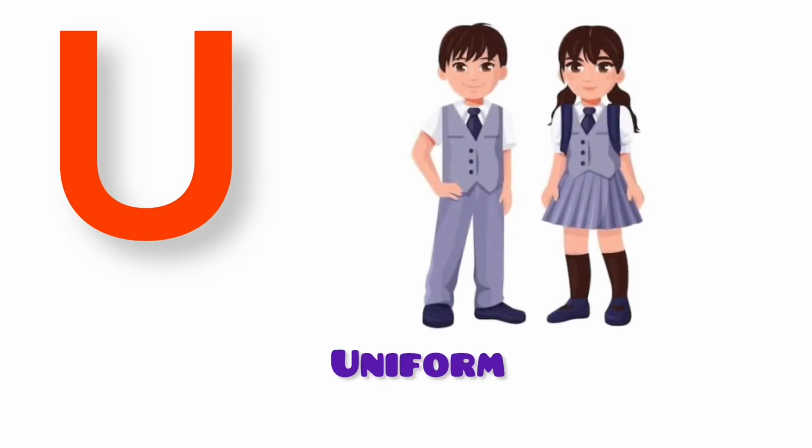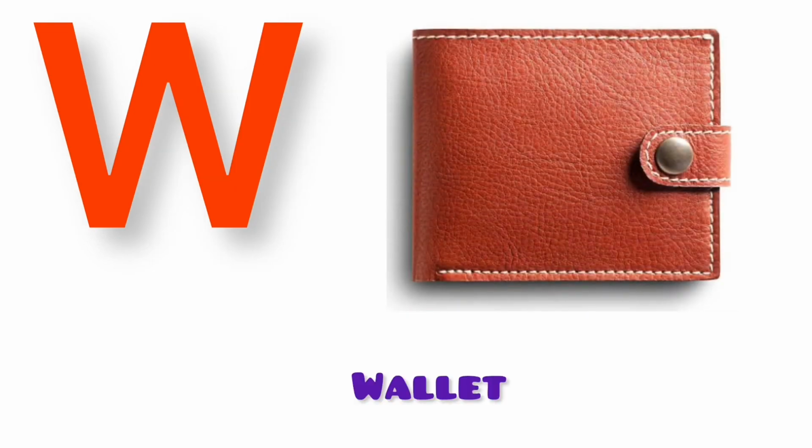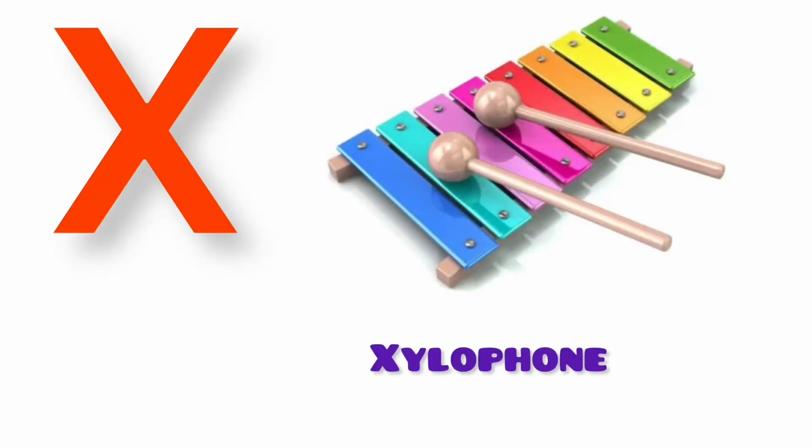U. U for uniform. V. V for vase. W. W for wallet. X. X for xylophone.